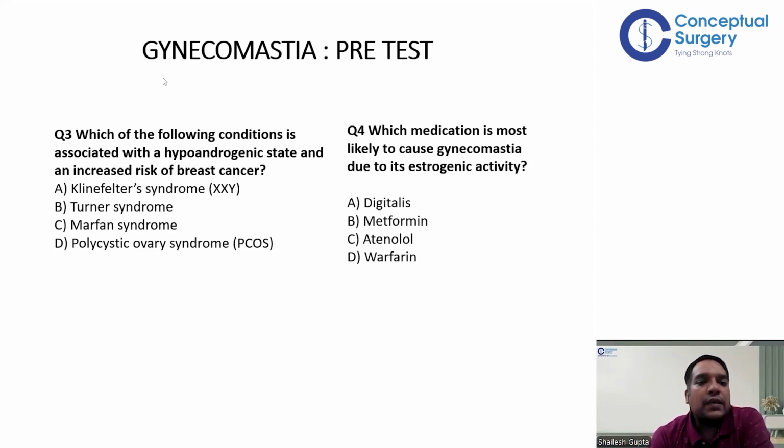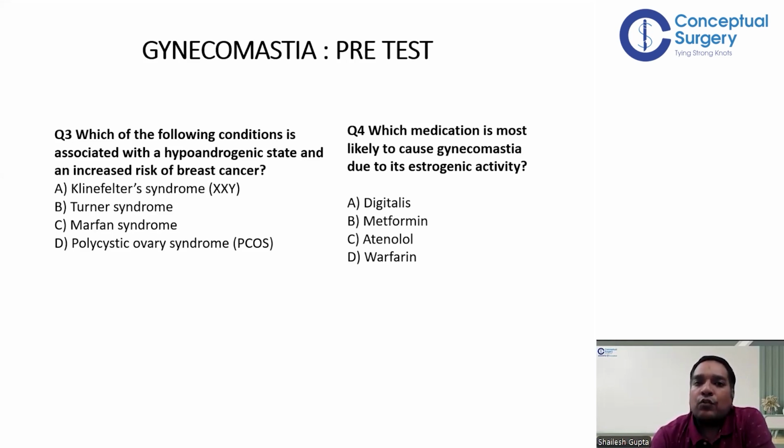Question number 3, which of the following conditions is associated with a hypoandrogenic state and an increased risk of breast CA? Klinefelter syndrome, Turner syndrome, Marfan syndrome, or polycystic ovary syndrome. I would request the students to write their answers in the chat box. That will make the lecture more interactive and will also help you to remember what you answered.